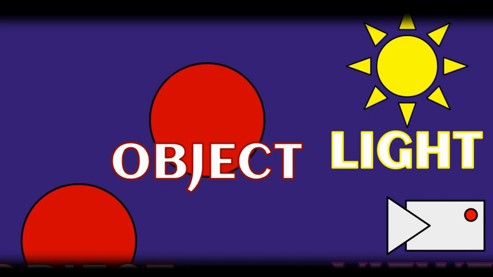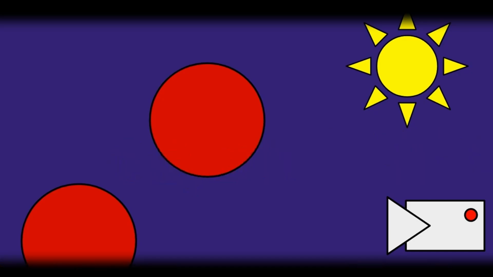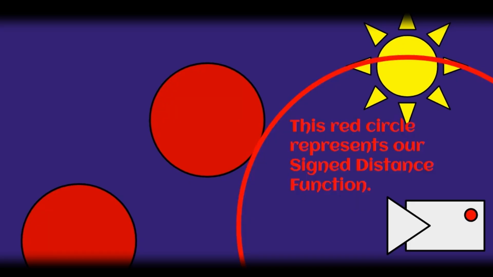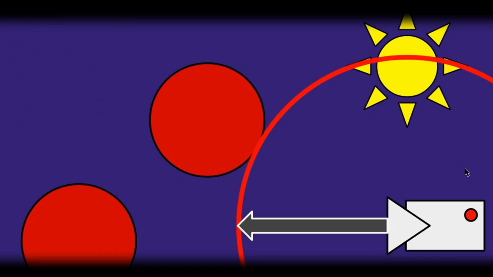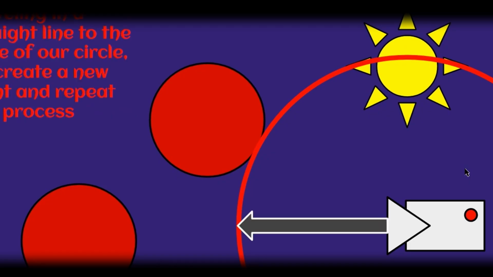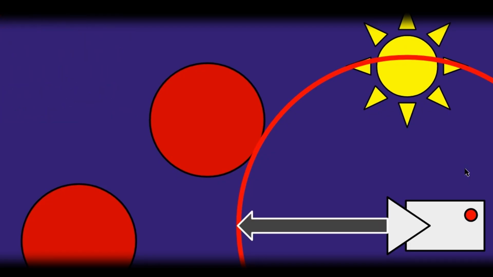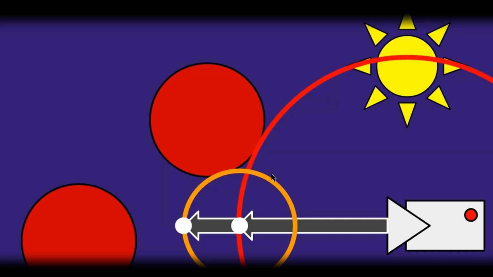So here is a light, a viewer, and two objects. The first thing the viewer is going to do is find the nearest object to itself. And this circle is called a signed distance function. They're very cheap to compute computationally. This distance, like I said before, is the largest we can travel without hitting any objects, no matter what direction we travel. So we cast a ray in any direction, and then on the circumference of our circle, we create a point and repeat this process. We locate the nearest object and create a circle of that radius, extend the ray, create a point, and then continue.